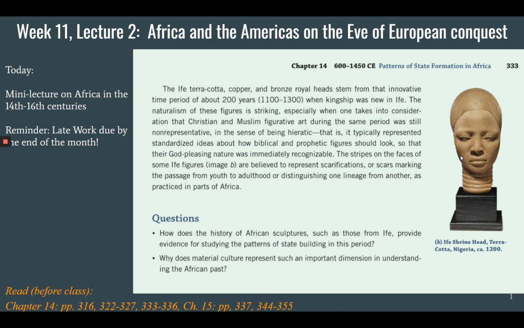from these material objects. And I'm going to let you go ahead and think about that, but I do think that these pieces do a good job of answering the second question here, which is why does material culture represent such an important dimension in understanding the African past, right? And we should all know some good answers to that question by now. So I will not answer that for you here, but there are lots of good answers to that question that you should have gotten to by now in our discussions and in the object paper.